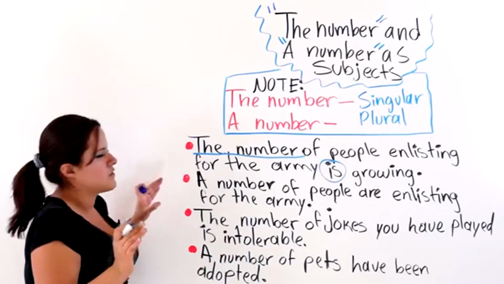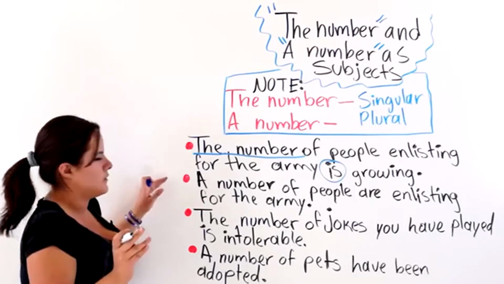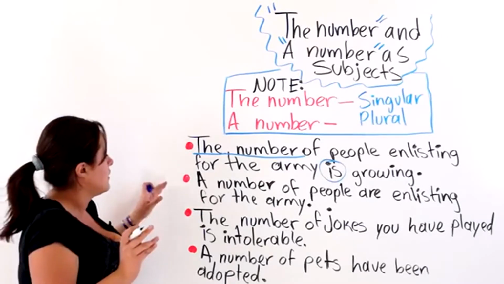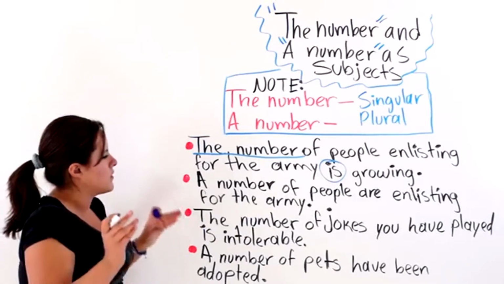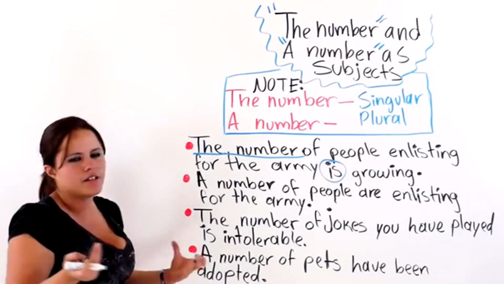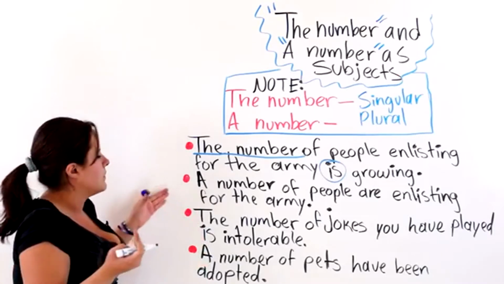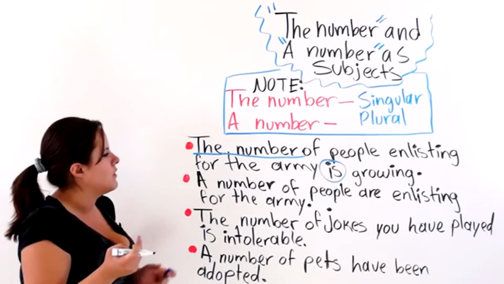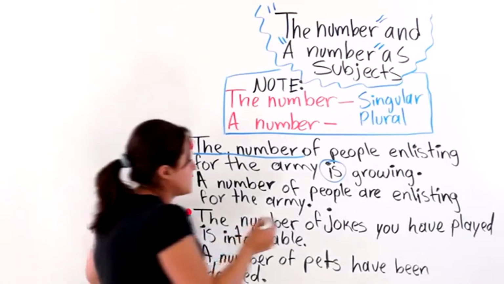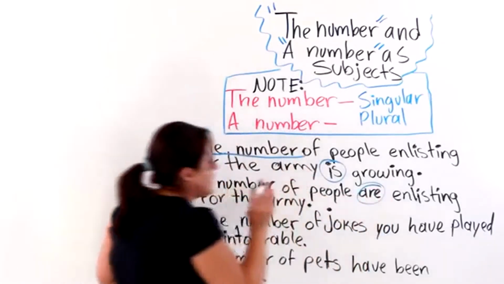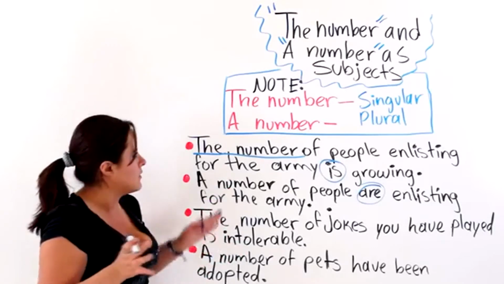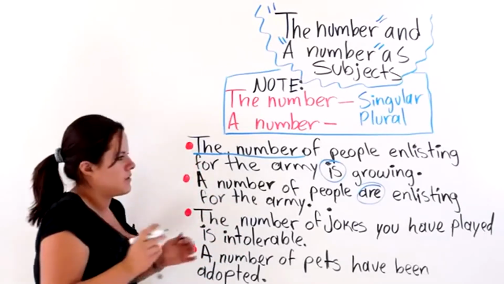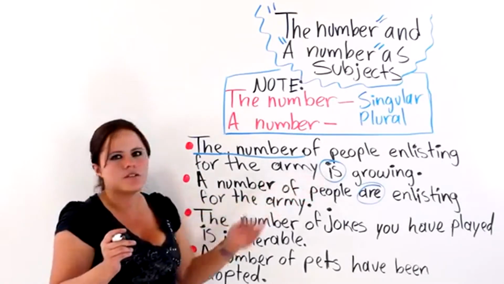The next one says the same thing, but with a number, not the number. Okay? A number of people are enlisting for the army. Well, it doesn't say that it is growing, but it says a number of people are enlisting for the army. When you have a number as a subject, you must use a plural noun. When you have the number as a subject, you must use a singular noun.